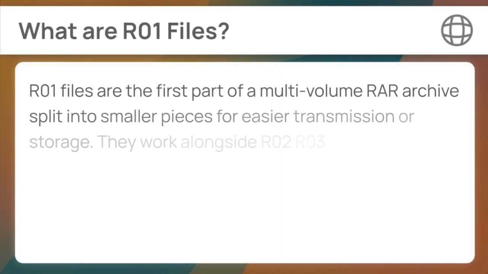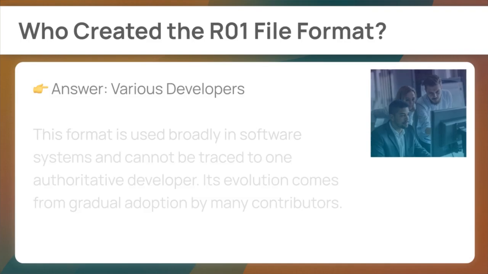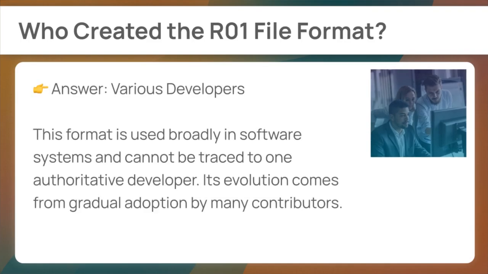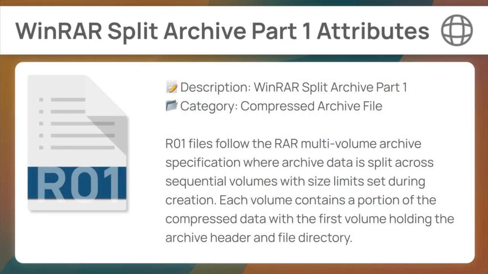R01 files are the first part of a multi-volume RAR archive split into smaller pieces for easier transmission or storage. They work alongside R02, R03 and additional numbered parts, which together contain the complete compressed archive contents using the RAR compression format. R01 files follow the RAR multi-volume archive specification, where archive data is split across sequential volumes with size limits set during creation. Each volume contains a portion of the compressed data, with the first volume holding the archive header and file directory.